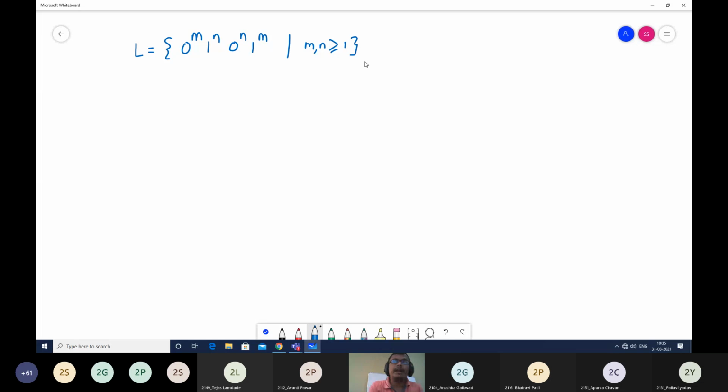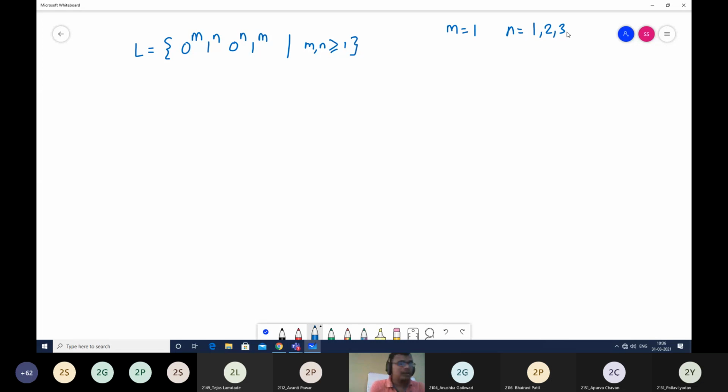Correct? So initially, if I assume the value of m is 1, what can be the probable values for n? n also has to be minimum 1, or it can be 2, or it can be 3.